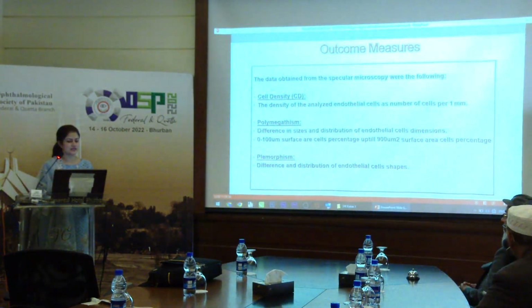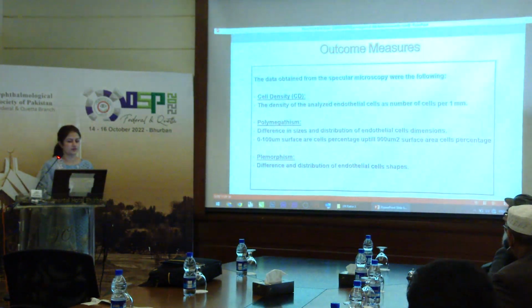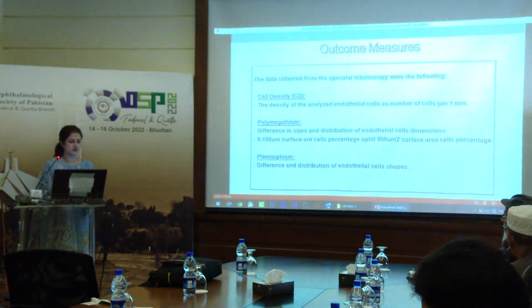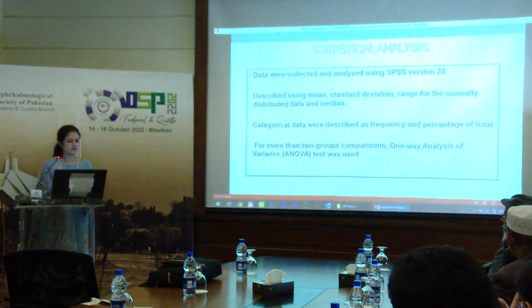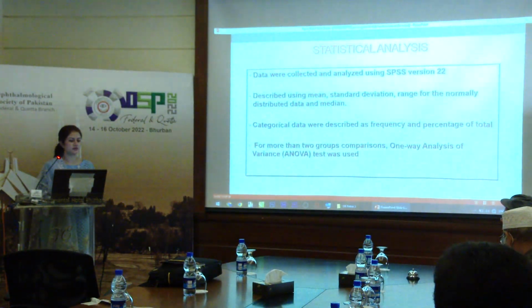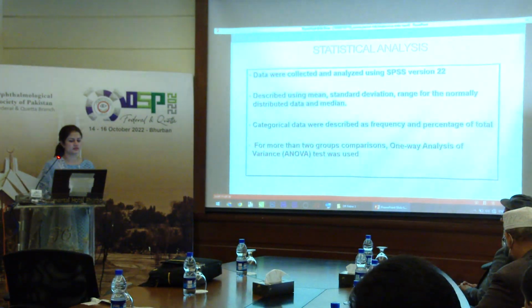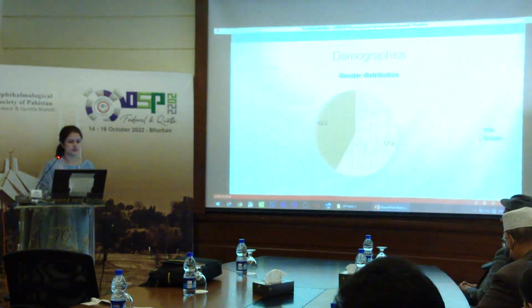Polymegathism was the difference in size and distribution of the cell dimension. Cell surface areas from 0 to 100 up to more than 900 square micrometers per cell were included in the study, and pleomorphism was also assessed. The data was analyzed using SPSS version 22. The patients were described in terms of mean, SD, range for normally distributed data, and median. The categorical data was described as frequency and percentage of the total. For comparison of more than 2 groups, one-way analysis of variance, or ANOVA, was used.